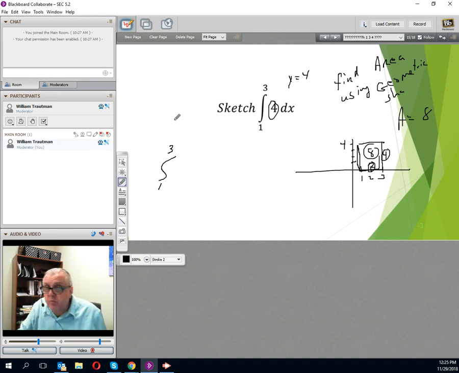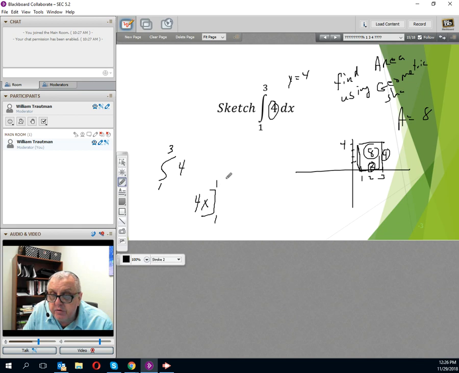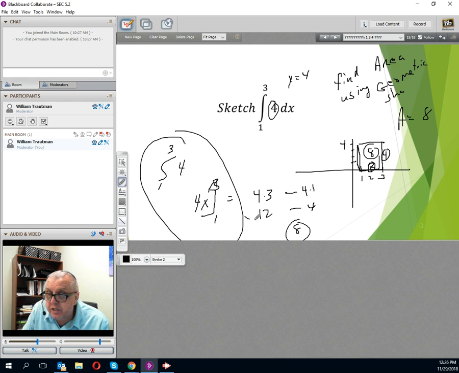What was it? 5.5. You can take 4 and integrate it. If you integrate 4, you get 4x. And you integrate this between 3 and 1. Put a 3 in there. 4 times 3 is 12. And then you subtract by putting a 1 in there. 4 times 1 is 4. 12 minus 4 is 8. Do you see? This is the way to do it using integration.